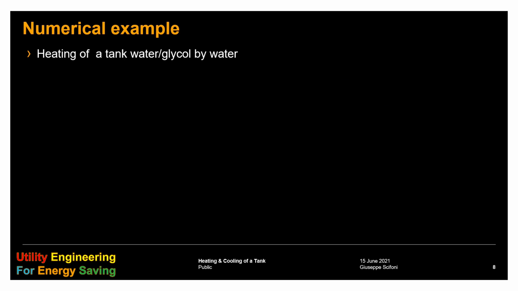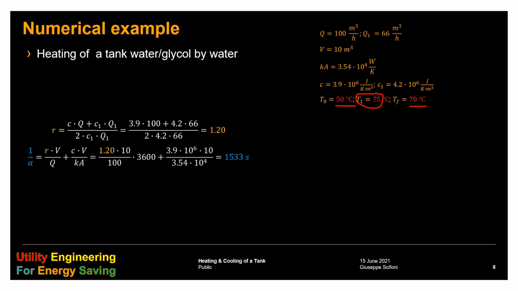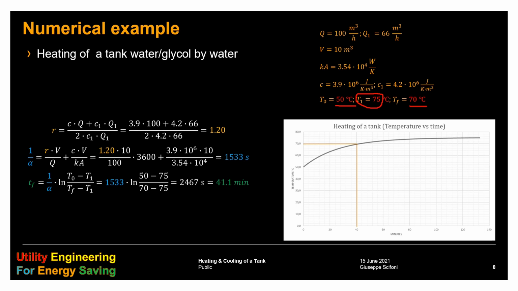Another example, this time for a heating process. We can use the same formula. Let's assume the same parameters as before, apart from the temperatures. Here we have a starting temperature of 50 degrees. We need to get 70, and we have at disposal a service fluid at 75 degrees. By plugging the new values inside, we remember that for R and alpha the values are the same. We get now 41 minutes. The reason why the heating process is longer stays in the temperature of the service fluid, which is just 5 degrees higher than the target one. And here also a chart.